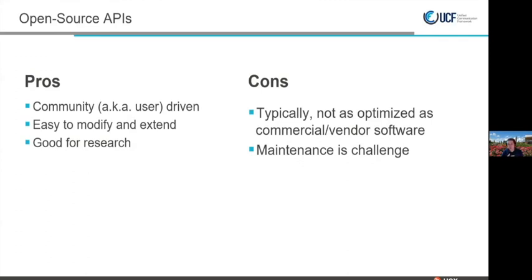On the other hand, we have open source APIs. For the most successful ones, they tend to have good user communities. They tend to be easy to pick up. Obviously they have a GitHub repo. They're good to do research on. But at the same time, if they don't really have buy-in from a specific vendor or hardware implementer, then they may not be as optimized.